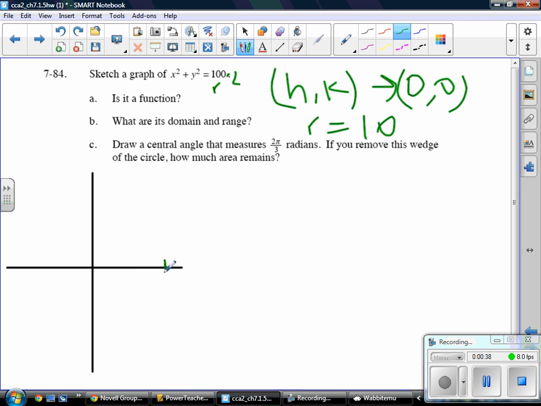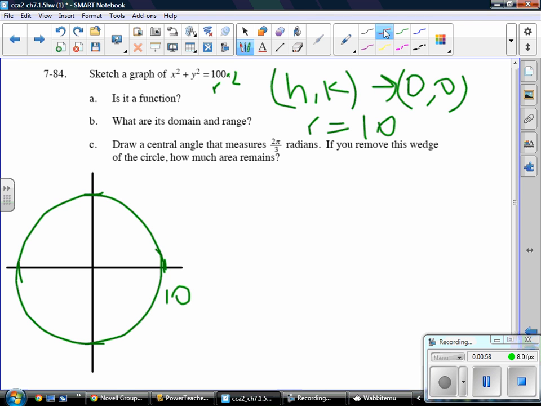So I'm saying this is 10 here, this is 10, this is negative 10, this is negative 10. So I'm graphing this, it should be a circle. That looks pretty good. Okay, so here's a sketch of our circle. Question A says, is it a function? Now a function is something that has one input and it has one output.